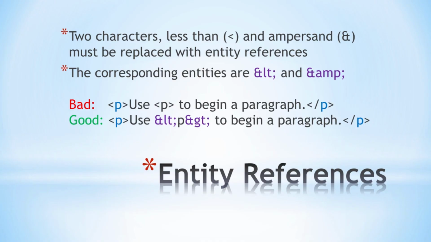And here I have an example of bad HTML where I've got actually the less than and the greater than of a paragraph tag that I'm referencing in the text of a paragraph. If I want to do something like that, I replace the less than with ampersand LT semicolon and the greater than with ampersand GT semicolon, as you can see in the good line.